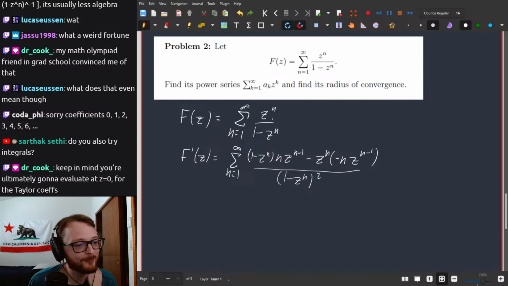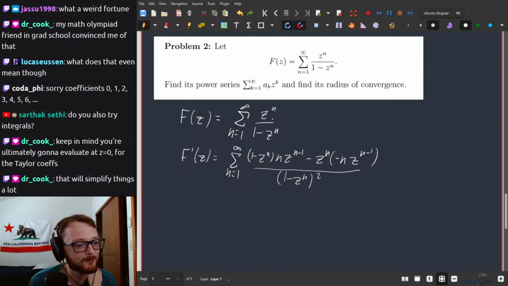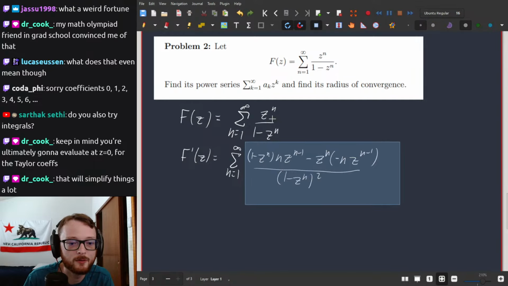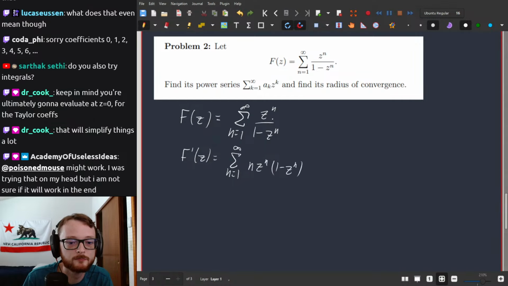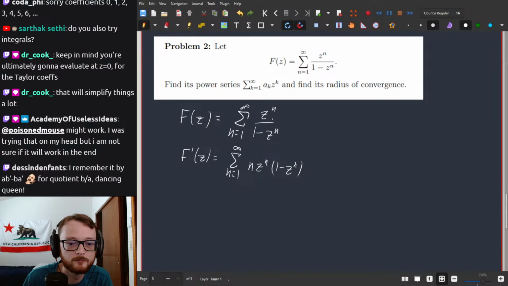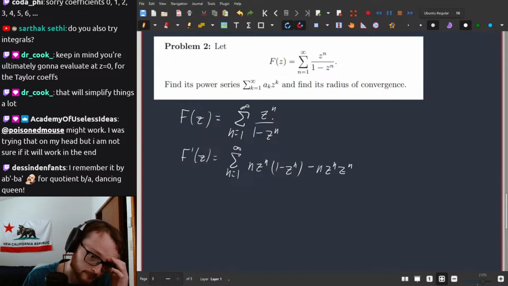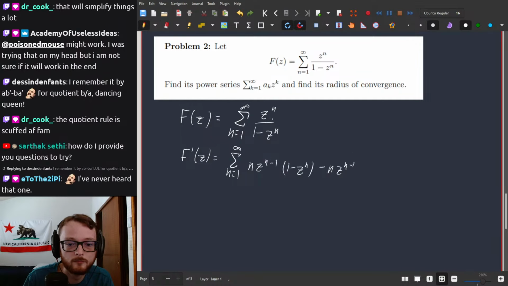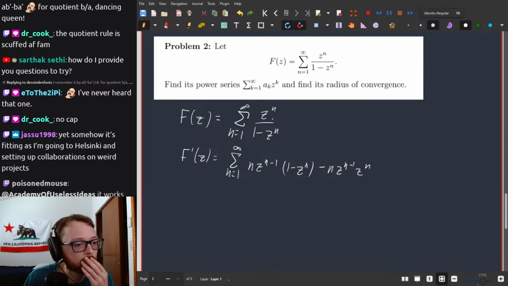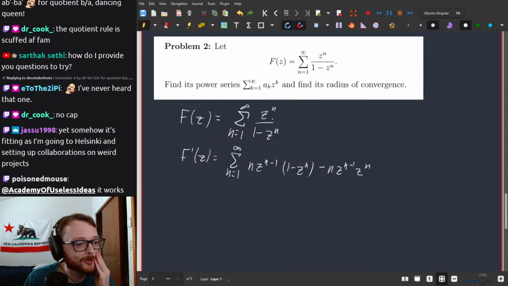Oh yeah, for this one that's probably a good idea to use product rule. Yeah, it depends on the integral, Sarthak. The quotient rule is scuffed, no cap.